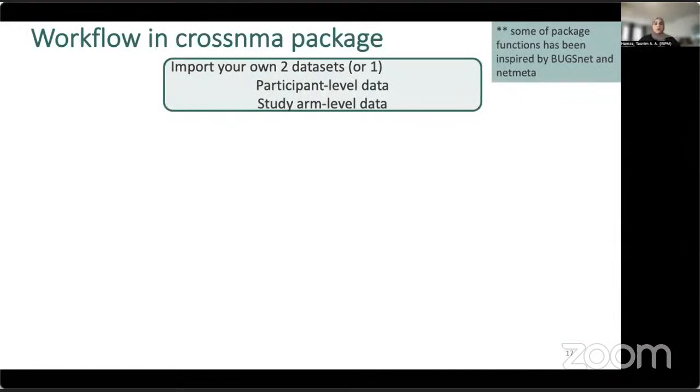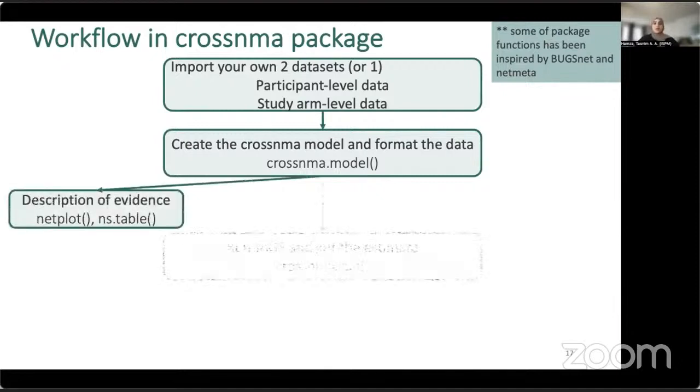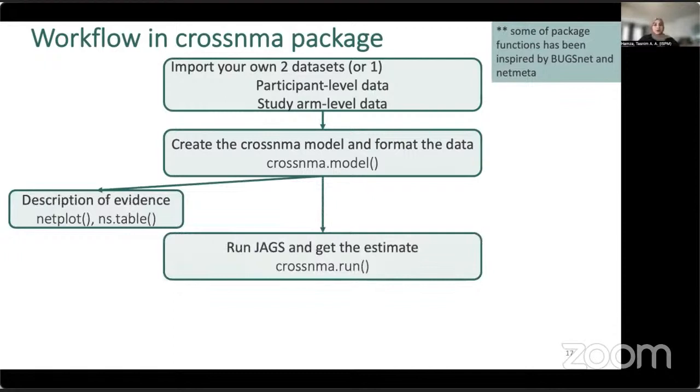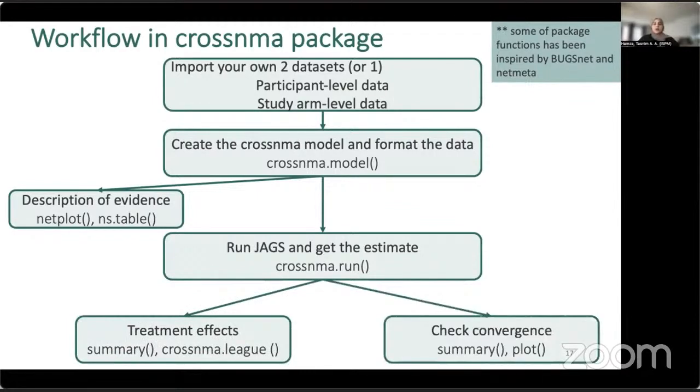So a workflow in crossnma is as follows. First of all, you start with your data sets, participant data and aggregate data, or only a single data set of one of them. They should be in a long format, which means one row per arm per aggregate study, or per participant in IPD. We then call the crossnma.model function to construct a JAGS model and reformat the data. We might visualize the network, and then we run the analysis using the crossnma.run function. And once the model is fitted, we can produce a summary of results, a league table, or check the convergence.